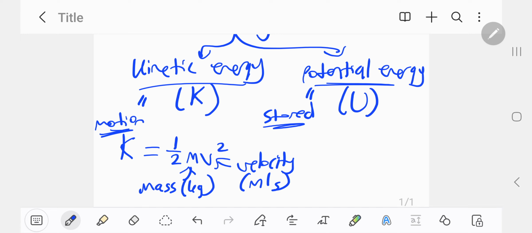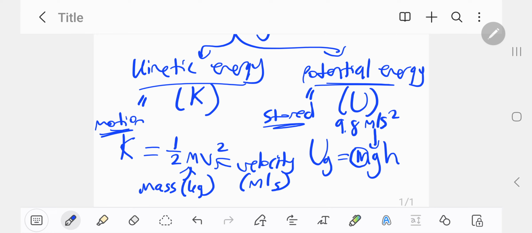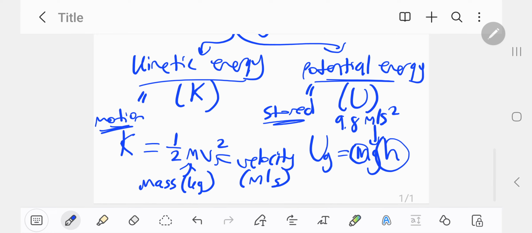Potential energy. There are different forms of potential energy. There's chemical potential energy, there's gravitational potential energy, and there's also elastic potential energy. We typically deal with gravitational potential energy. U sub G is mgh. They use different notation for gravitational potential energy. I'll write it as U sub G, that's fine. Where m is the mass of the object, once again in kilograms. g is a constant, 9.8 meters per second squared. It's the acceleration due to gravity. And h is the height above the Earth's surface.